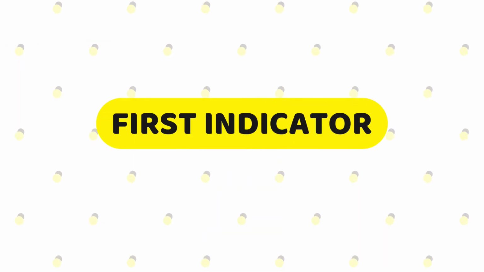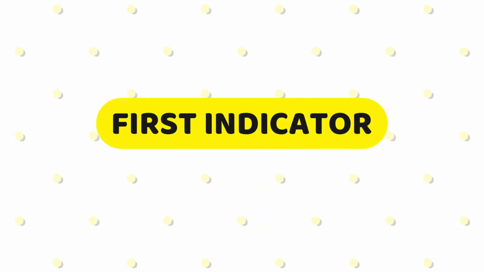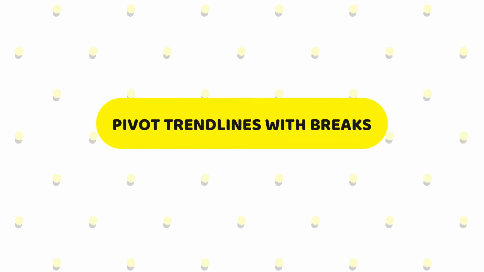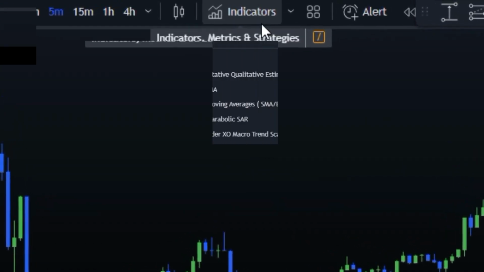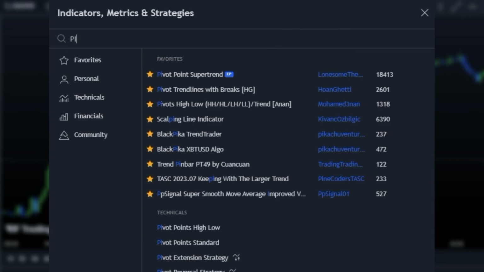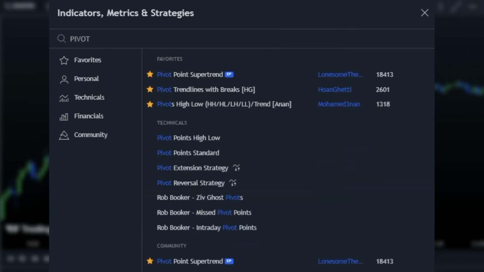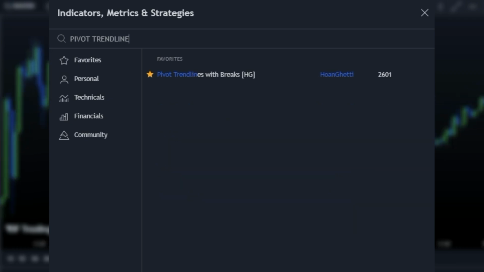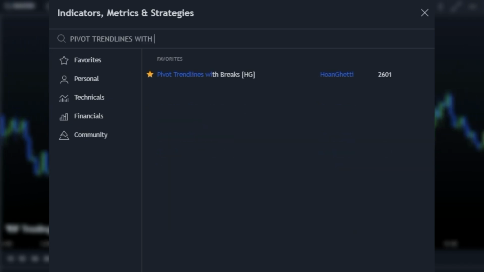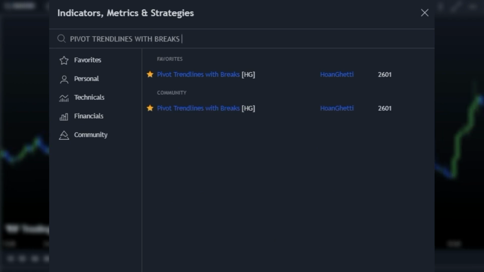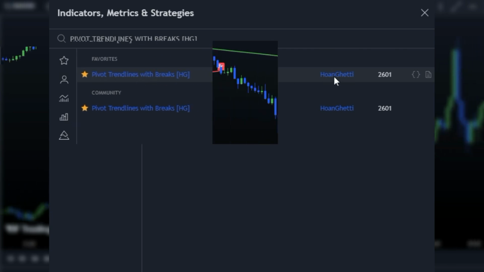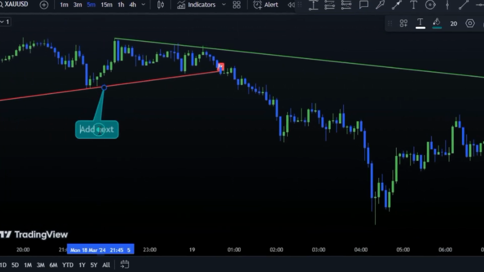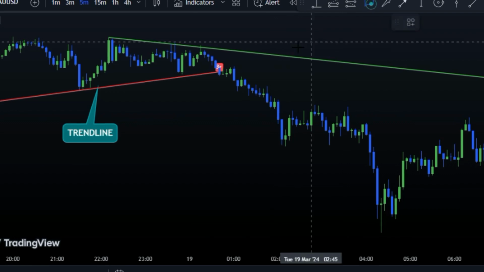First, let's add some helpful tools to our TradingView screen. We'll start with the pivot trend line with breaks indicator. This tool draws trend lines and tells us when price breaks these trend lines.